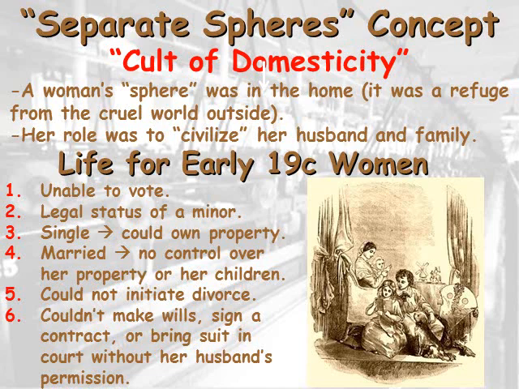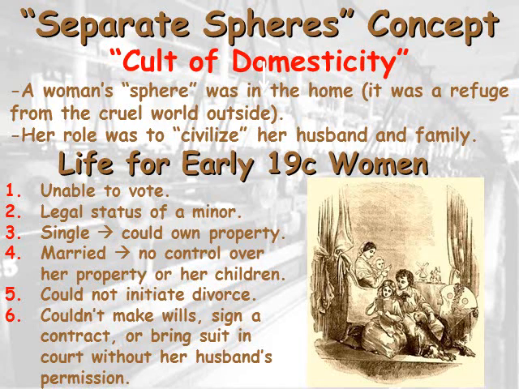She's unable to vote. Her legal status is basically that of a minor. If she's single, she can own property, but if she's married, she no longer has control over her property or even her children. Women who worked in factories like the Lowell girls were young, unmarried women. A married woman would not have been able to work, and even if she had worked, she wouldn't have been able to control her own wages because her wages would have belonged to her husband.